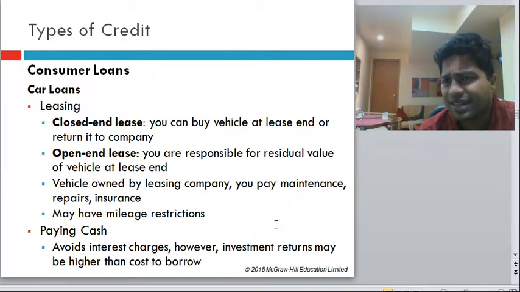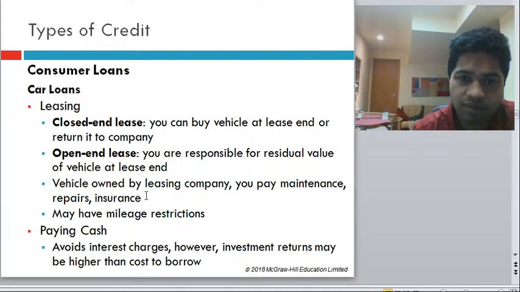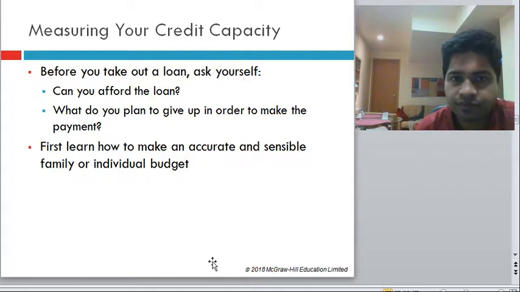So you can lease vehicles too, either a close-ended lease where you can buy the vehicle at the end, or an open-ended lease where you return the vehicle but you're responsible for the residual amount. Vehicles are owned by leasing companies. You pay maintenance, repair, and insurance, and may have mileage restrictions. Paying cash avoids interest charges. However, investment returns may be higher than the cost of borrowing.